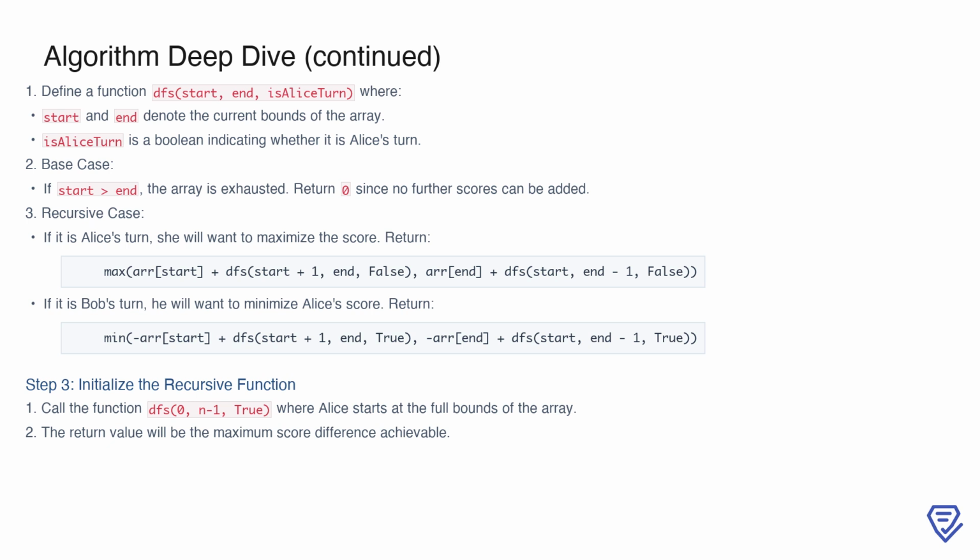Conversely, if it is Bob's turn, his goal is to minimize Alice's score, which is equivalent to maximizing his own advantage. Thus, the function returns the minimum of the two choices, adjusted for the score difference. Finally, the recursive process is initialized by calling DFS(0, n-1, true), which starts the simulation with Alice's turn and the full bounds of the array. The return value of this function gives us the maximum score difference achievable.